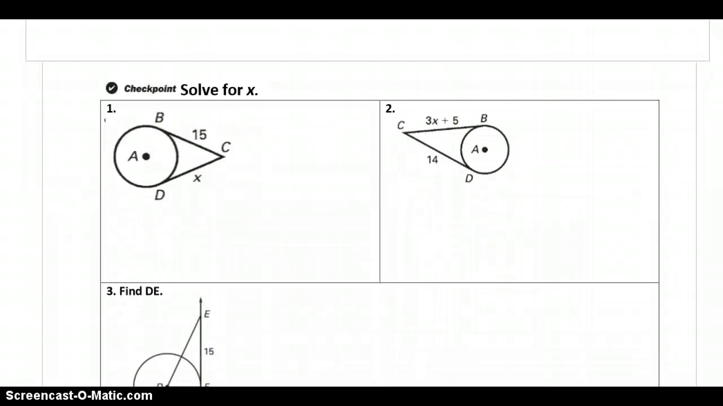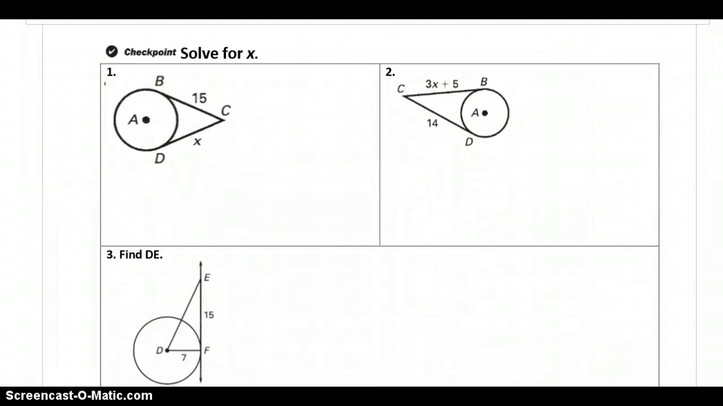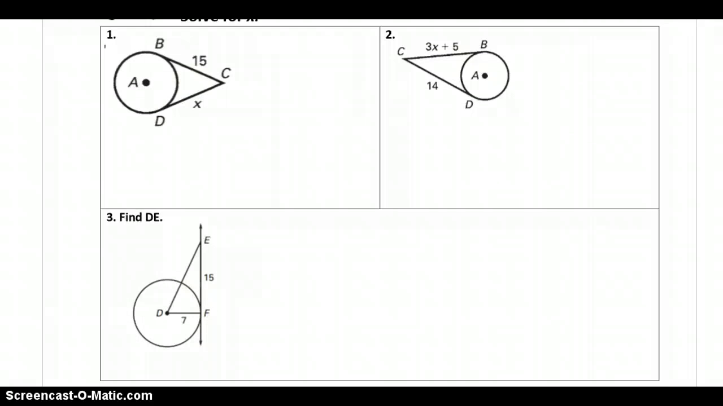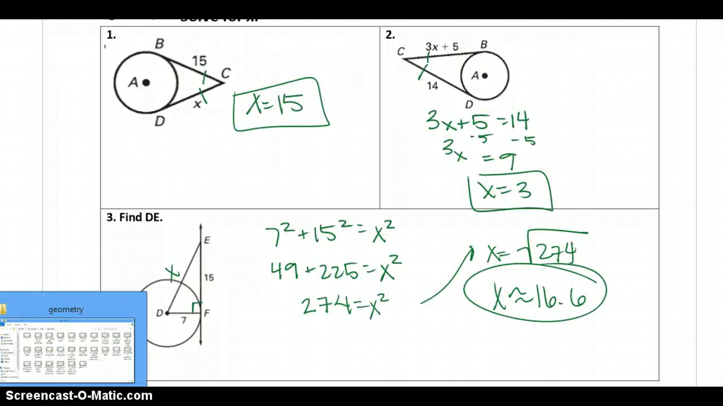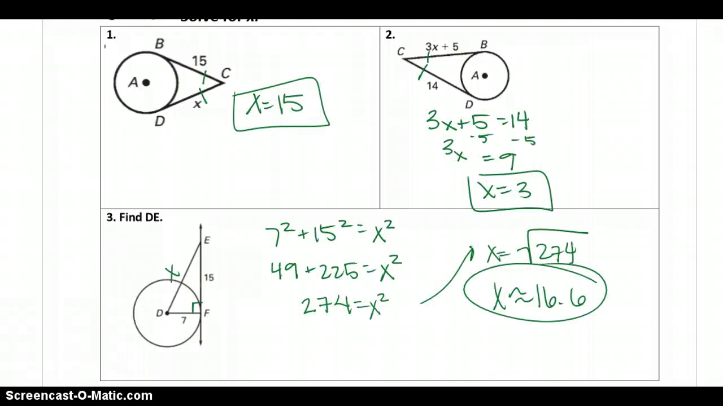Alright, there are 3 checkpoints. I would like you to pause, try the checkpoints on your own, and then unpause to see how you did. Alright, unpause and see how you did. Did your answers match up with mine? On number 3, I care less about what form your answer is in, since I didn't specify, but I want to see that you plug this into the Pythagorean theorem. You could have left it at the square root of 274, or put it in your calculator to get 16.6.